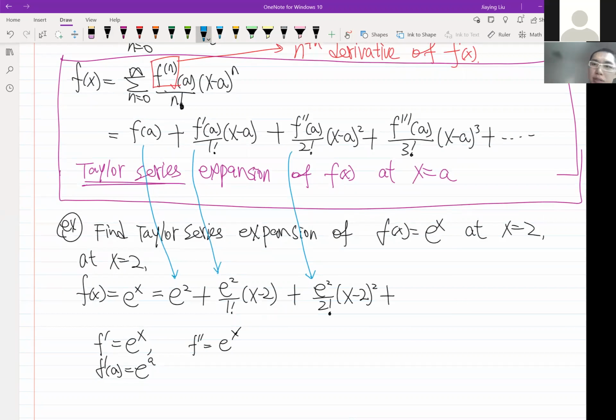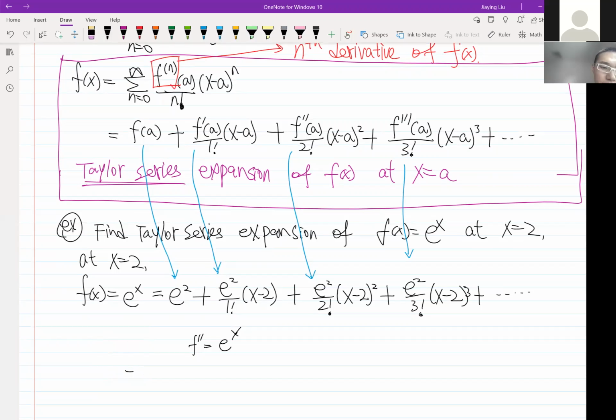And the next term will be the third derivative of f. So that will be, again, e to the x. You take the derivative no matter how many times you take it, it just gives you e to the x. So that will be e squared over 3 factorial, x minus 2 cubed plus. And there's a lot of terms coming after that, but for now we can just stop there, because the rest just follow the pattern.